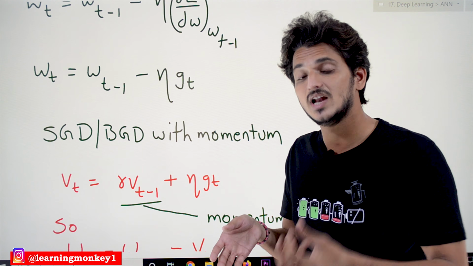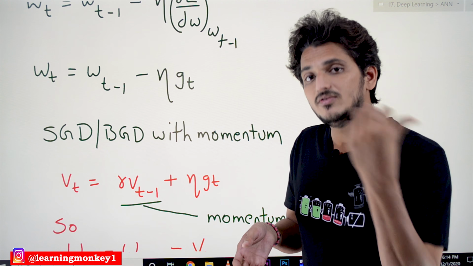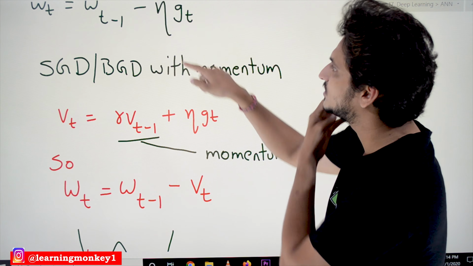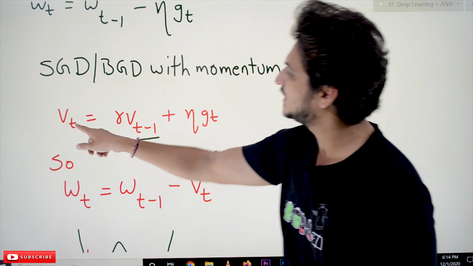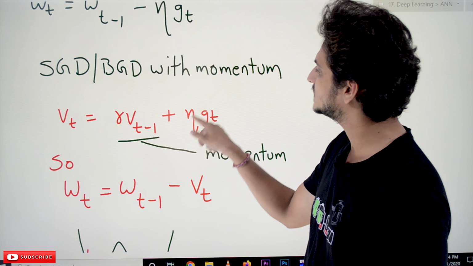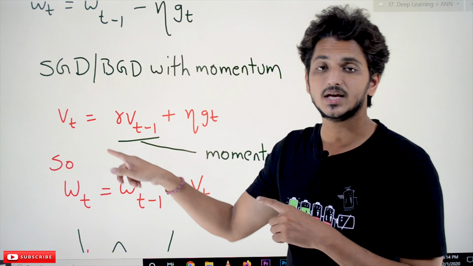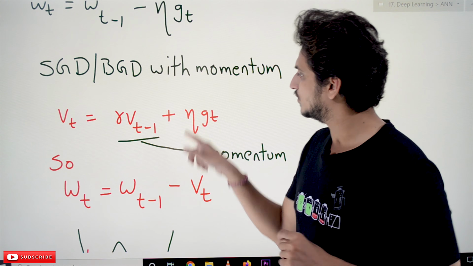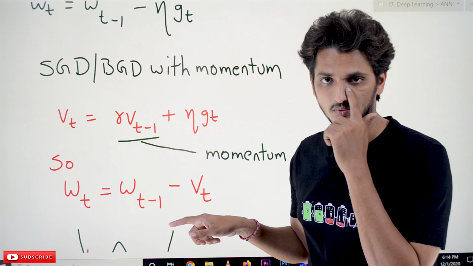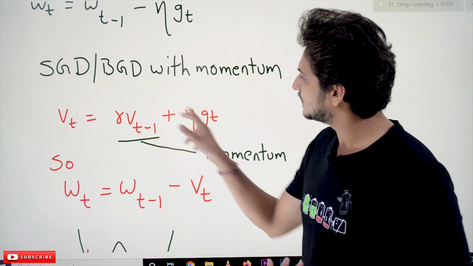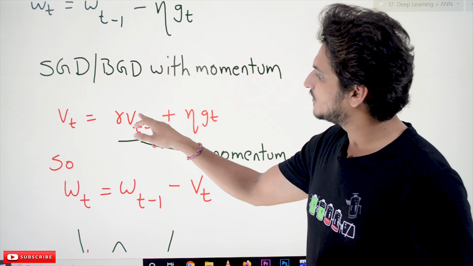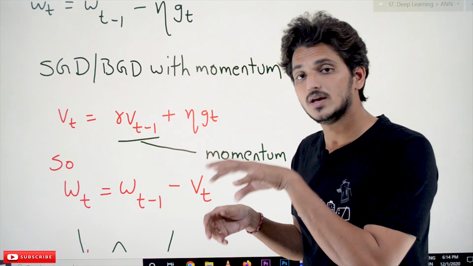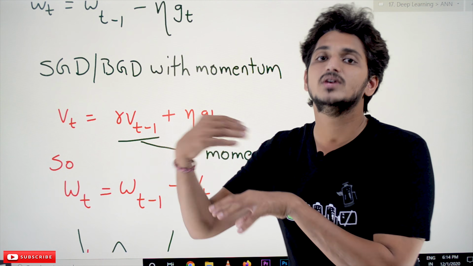Now instead of taking the derivative at this point alone, we take the exponential weighted average of previous derivatives also. In its place, we change it to the exponential weighted average: Vt is equal to gamma Vt minus 1 plus eta gt. Here gamma means the beta value from our exponential weighted average discussion, and eta means 1 minus beta. So instead of that we are using different terms, gamma and eta. We are calculating the exponential weighted average of previous gradients also.